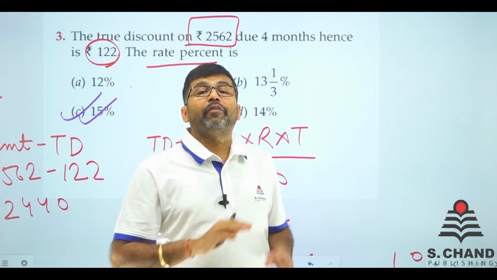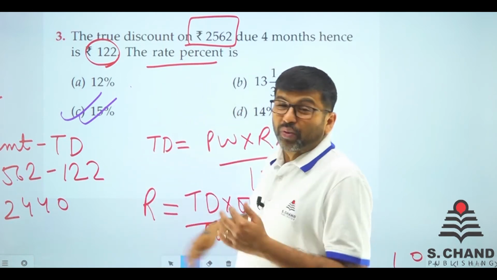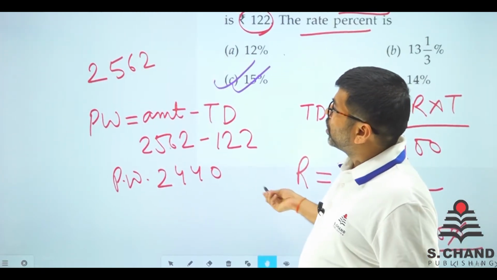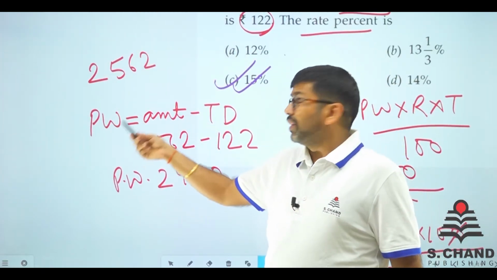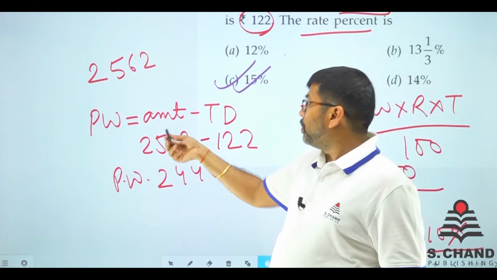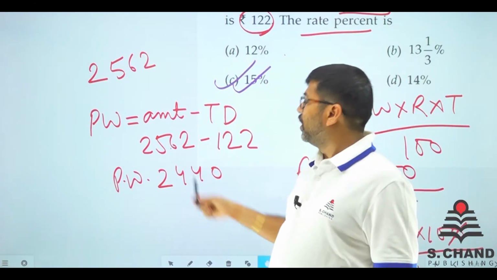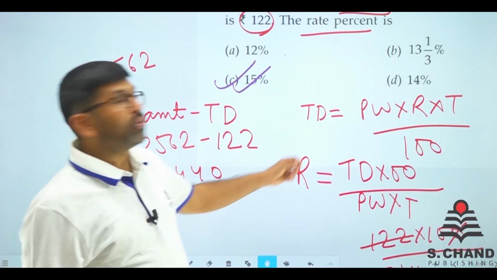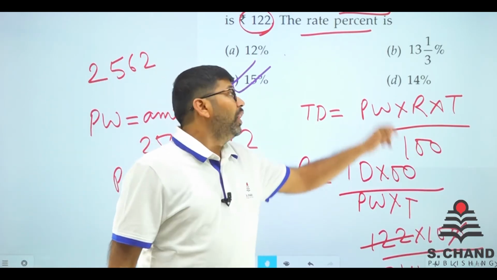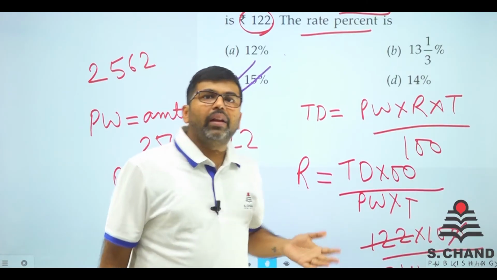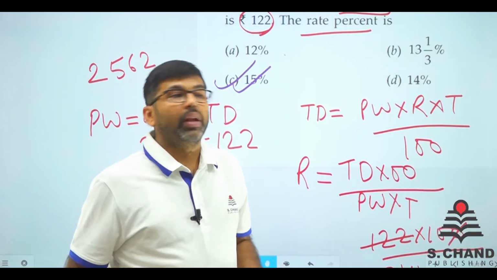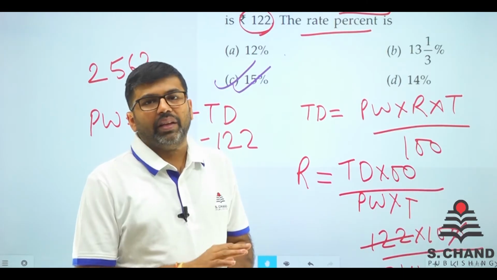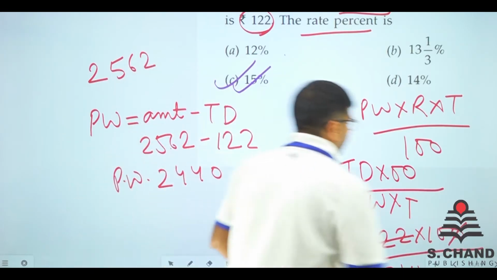Just remember the formulas. Going with a quick recap, what we did was we had the amount. So we found the present worth. Present worth was amount minus the true discount. Everything was given, so we got present worth. Now present worth, we know the formula of true discount is present worth into R into T by 100. We just found the R and that was our answer. That was so simple. Just need to calculate very easily. So move on to next question, everybody.